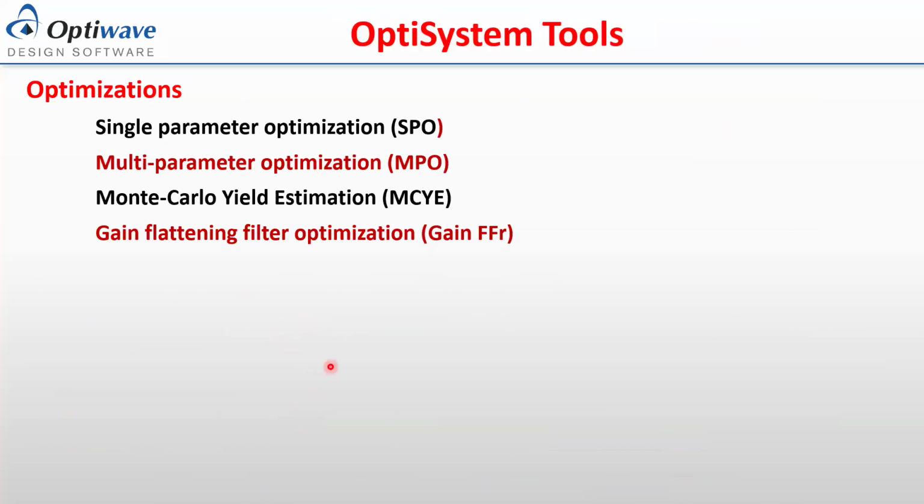Now, there is a tool in OptiSystem software which is used for optimization, and this can be used for optimizing a single parameter or multiple parameters in your system. There is the gain flattening filter, which is mainly used for amplifiers. You can flatten the gain across, let's say, multiple wavelengths. And there is also a Monte Carlo yield estimation optimization algorithm. There is a new tool which we added here, and I'm going to talk about it today. It's the machine learning tool, which enables you to train, test, as well as predict system performance based on eye diagrams.